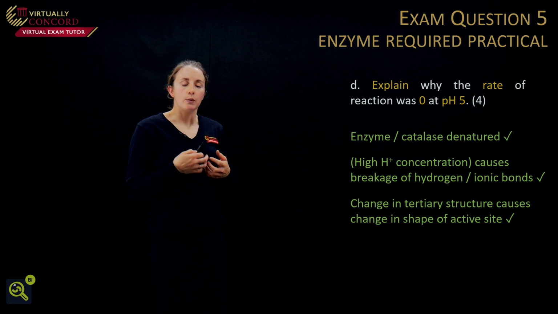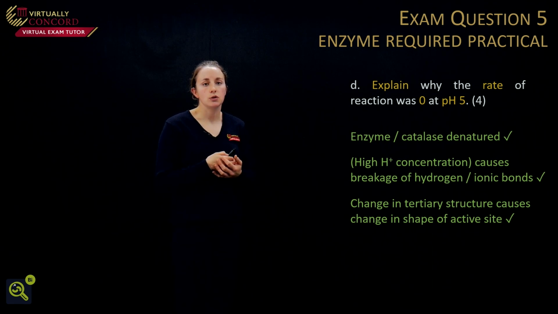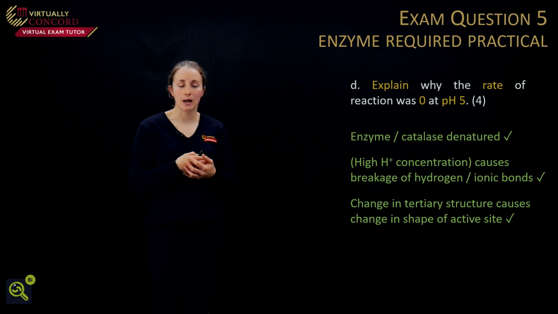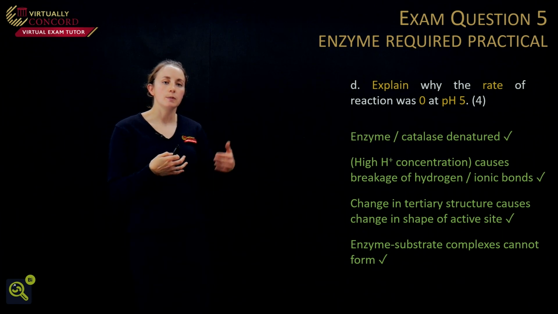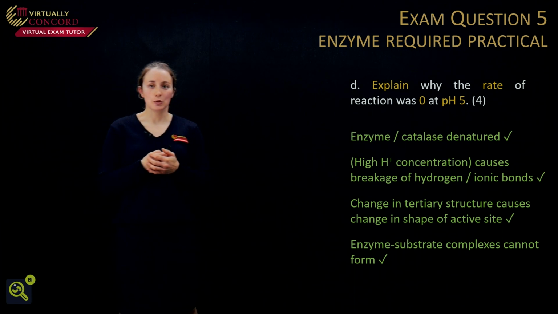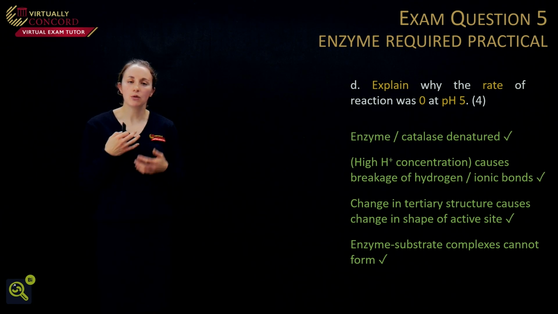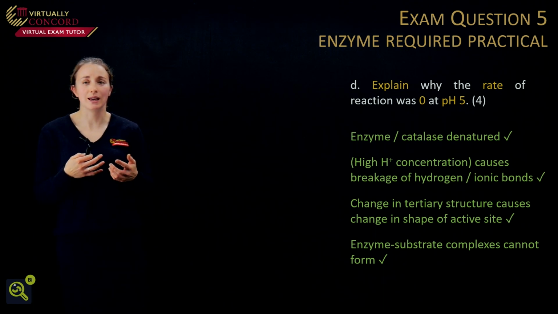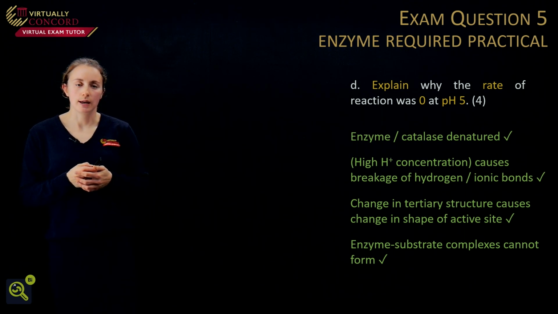If those bonds break, that will affect your tertiary structure, and a change in your tertiary structure, particularly in the shape of the active site, will mean that the enzyme substrate complexes cannot form. And that phrase is a really crucial one, and it's a really common one that comes up in all sorts of enzyme questions. So it's always worth seeing, could you put that into your answer?